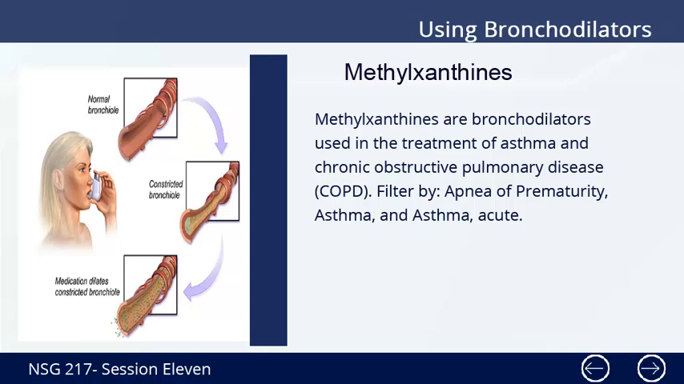Methylxanthines. Methylxanthines are bronchodilators used in treatment of asthma and chronic obstructive pulmonary disease, apnea of prematurity and asthma.